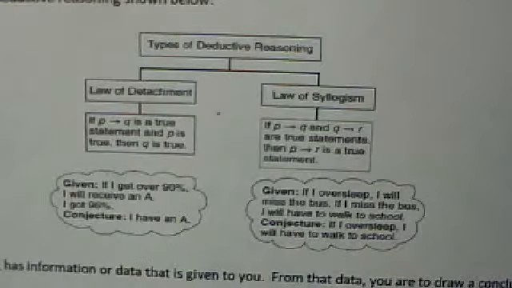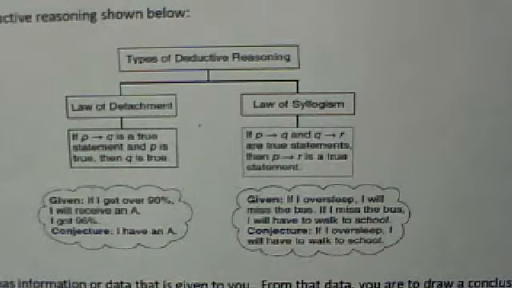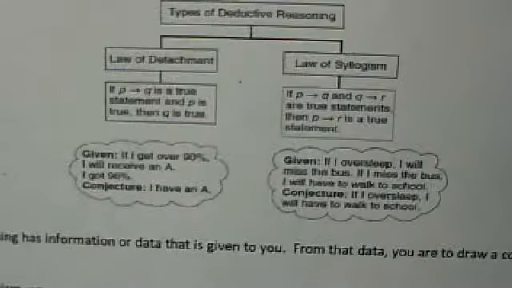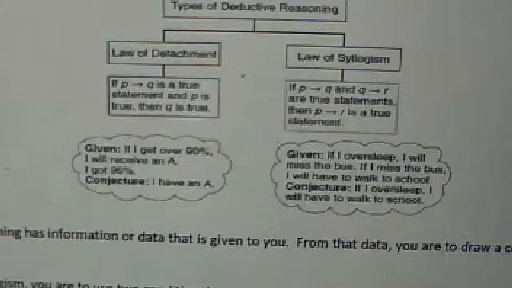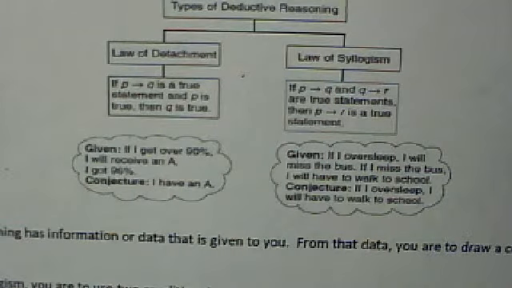There's two different types of deductive reasoning. There's the law of detachment and the law of syllogism. Both of those are illustrated in this image on your notes. An example of the law of detachment is here in this little cloud. The law of detachment says if I get over 90%, then I will receive an A. I got a 96%. I have an A. So what that uses is one if-then conditional statement, a piece of data, and then it draws a conclusion, or what we call a conjecture.